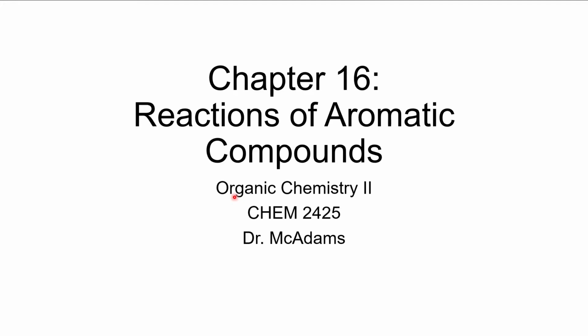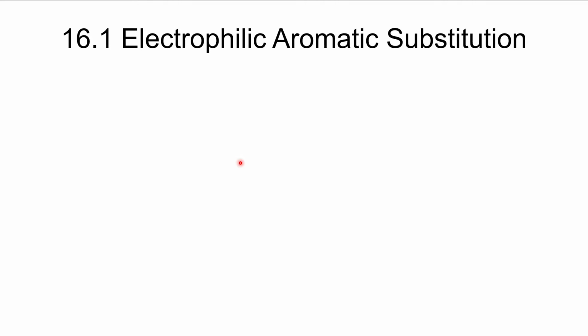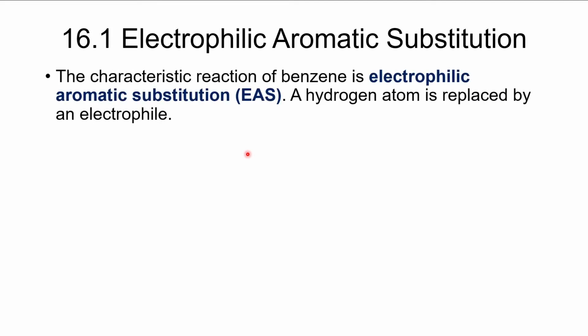In the previous chapter, we looked at the structure of aromatic compounds, what makes a compound aromatic, and the explanation for why they're aromatic. In this chapter, we're going to look at reactions of aromatic compounds, and in particular, the most important reaction that we're going to look at is electrophilic aromatic substitution. It is the characteristic reaction of aromatic compounds like benzene.